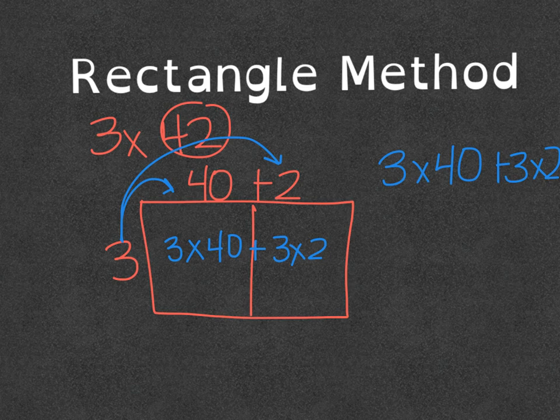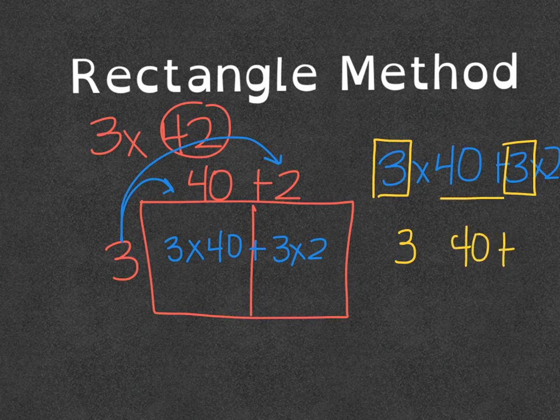Then I'm going to squish that problem into a smaller equation, finding my repeated factor. 3 is my repeated factor. Then I'm going to put the remaining equation, 40 plus 2, in my parentheses. What I've done is I've combined my rectangle method with my distributive property.